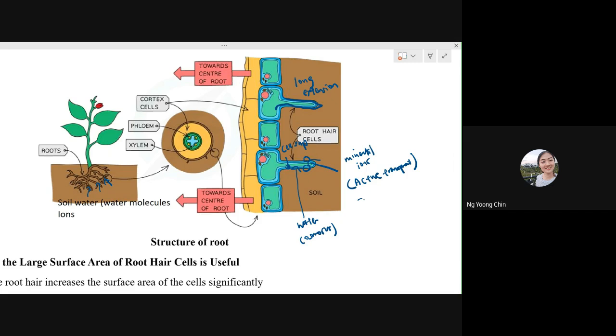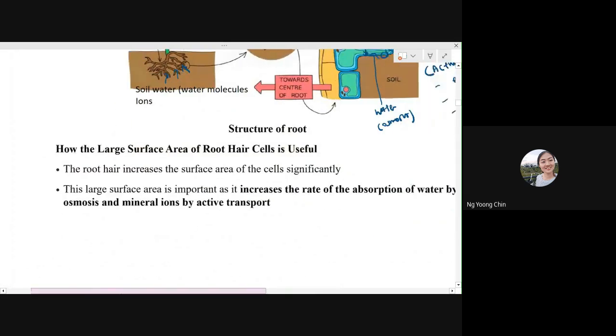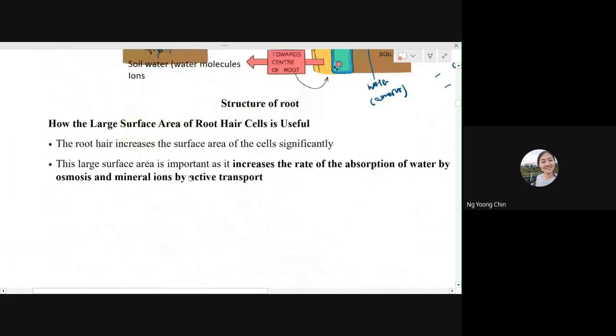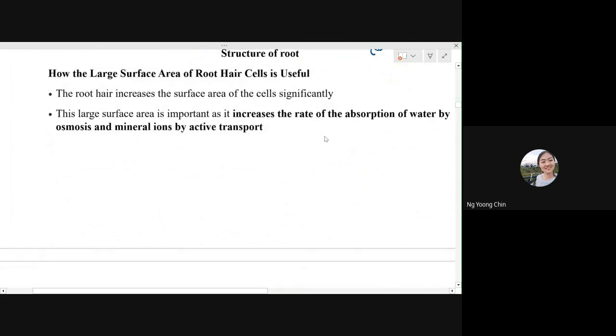Because it's active transport, they require the help of energy. Secondly, they require the carrier proteins. Also please remember the term against the concentration gradient. You should write this: against the gradient. This is the keyword that you should mention in your answer. The large surface of the root hair cell is very useful because it is able to increase the rate of uptake of water and mineral ions.